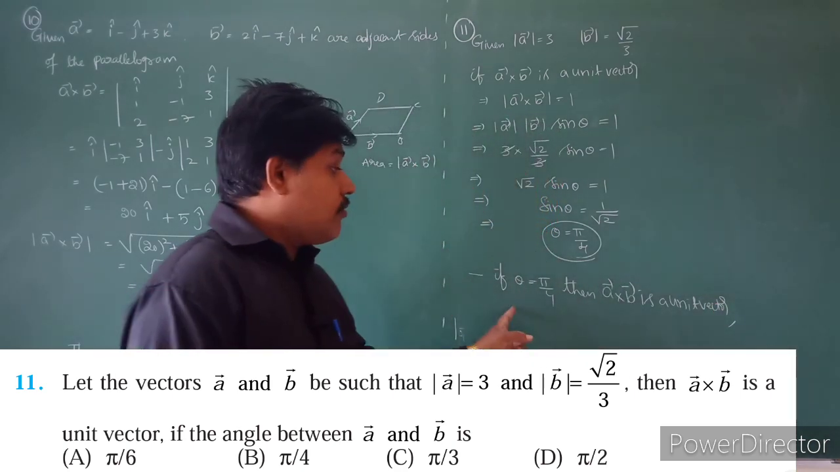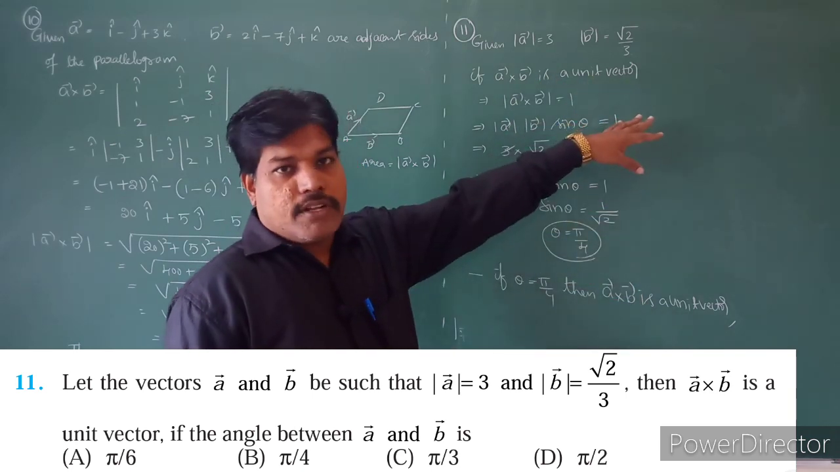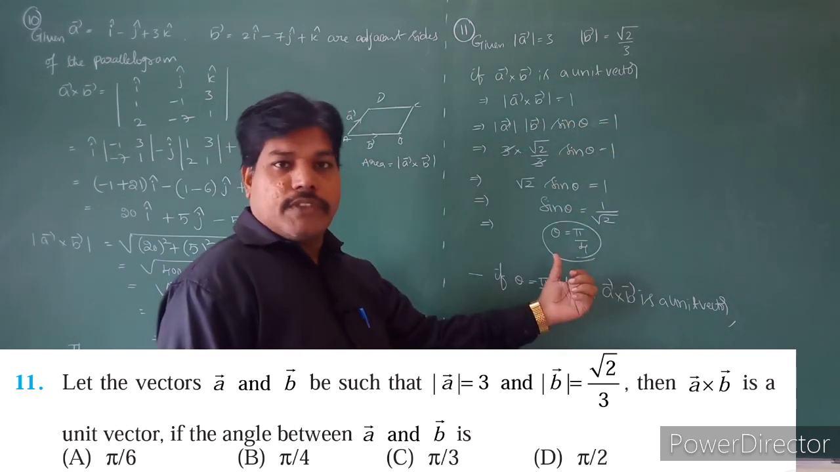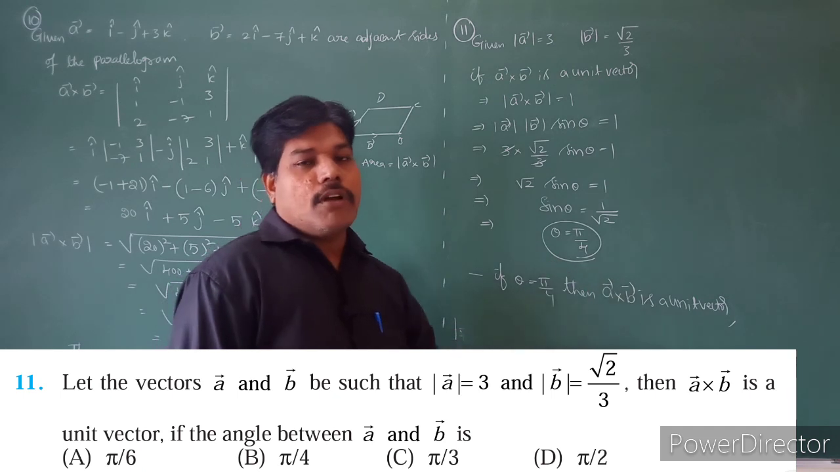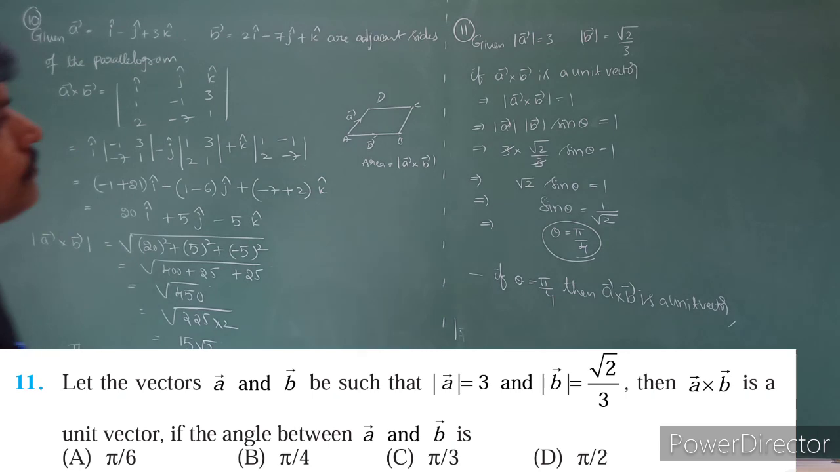If theta is pi by 4, then a bar cross b bar is a vector. So first you are taking that if a bar, comma, b bar is a unit vector, you are getting the 3 by 4. If theta is pi by 4, then automatically mod a bar cross b bar is a unit vector. Okay, see that?